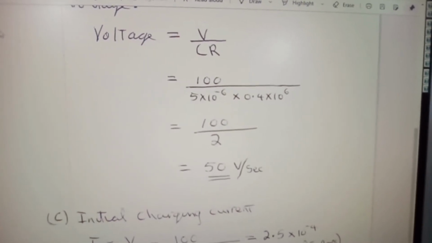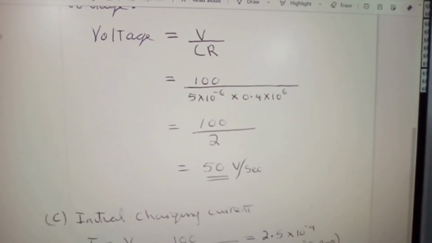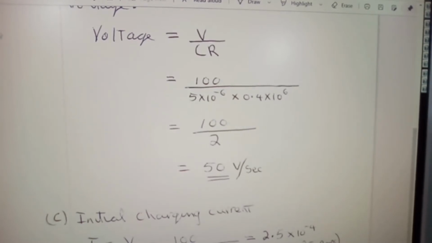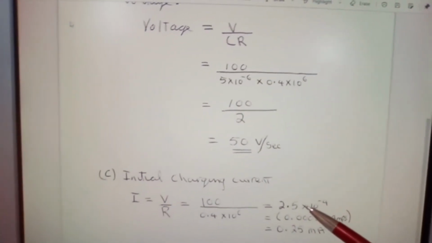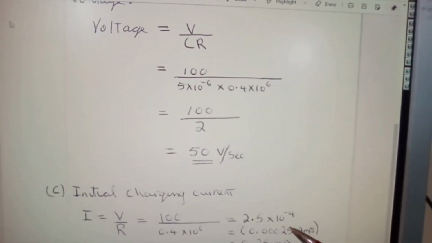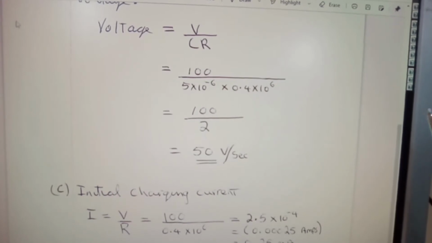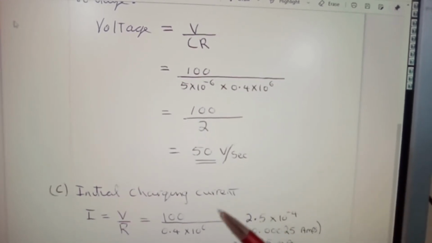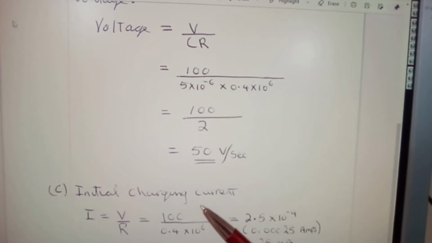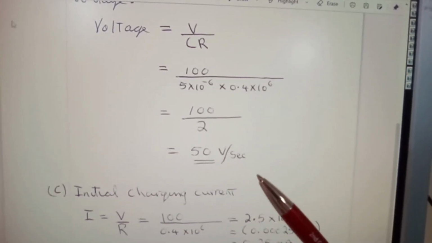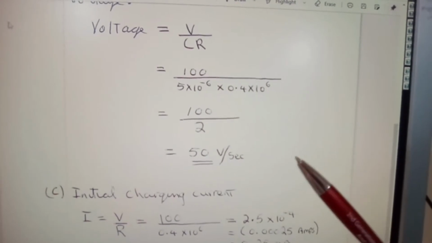Now here you have C, initial charging current I equals V over R equals 100 over 0.4 times 10 to the 6 equals 2.5 times 10 to the minus 4 equals 0.00025 amps, or equals 0.25 milliamps. Now again, check that this is what you get yourselves. Don't just take my calculations for it, because I could be totally wrong. Make sure that in respect of the formulas that have been applied, the calculations work out correctly. It is your job to make sure and check, check, check.